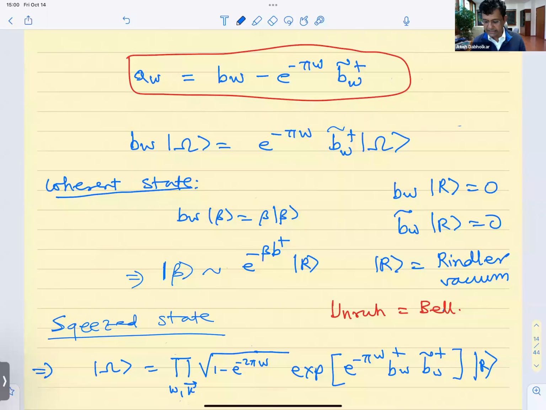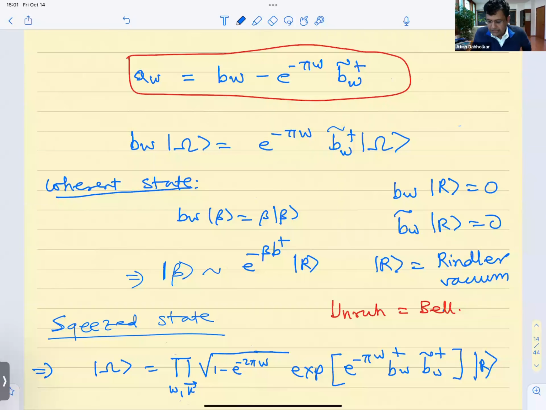Yes, because B tilde is for the left Rindler wedge. So the Rindler vacuum is the vacuum which notices no particles both for the right Rindler wedge and the left Rindler wedge. So both of them have to annihilate it. Is that clear? Yes.